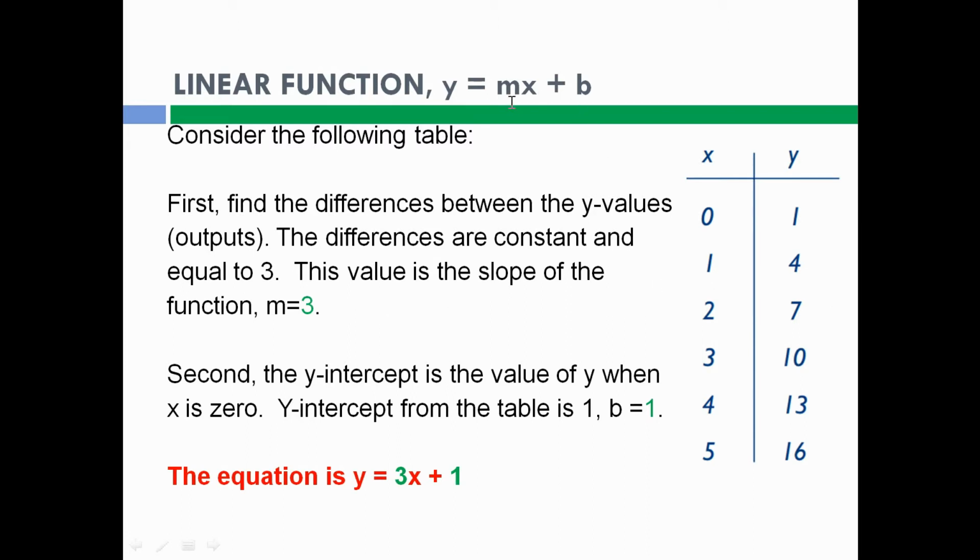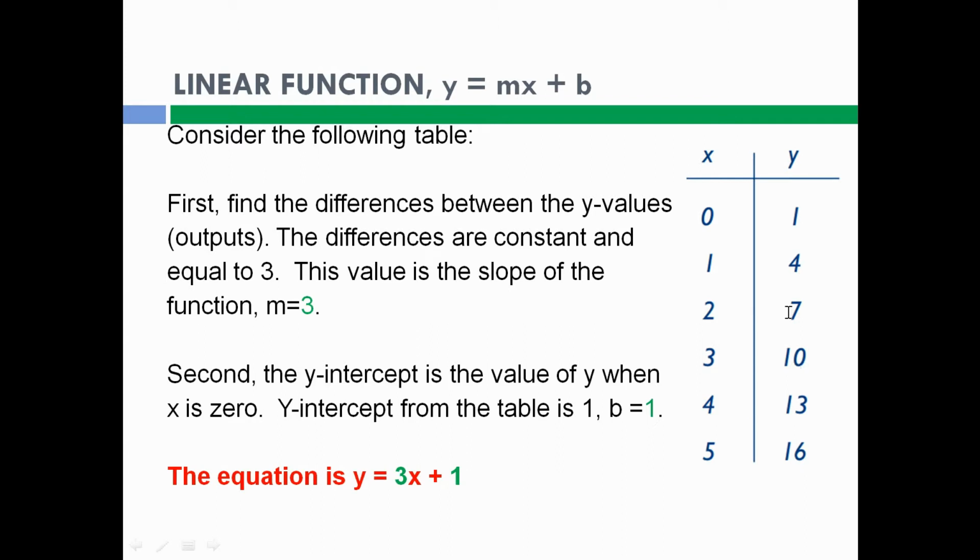The other value that I need to know is the y-intercept, b. And the y-intercept is the value of y when x equals 0. So in this case, when x equals 0, y is 1. So the equation of this line will be y equals 3x plus 1.